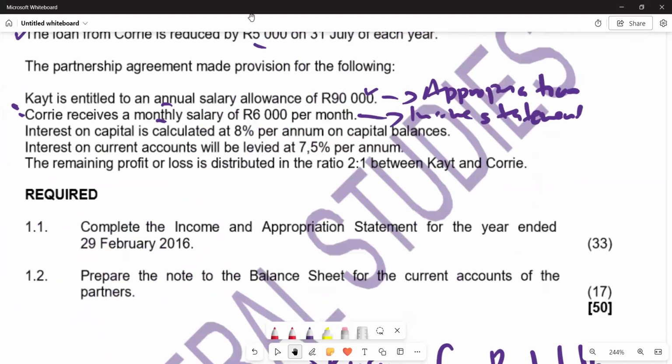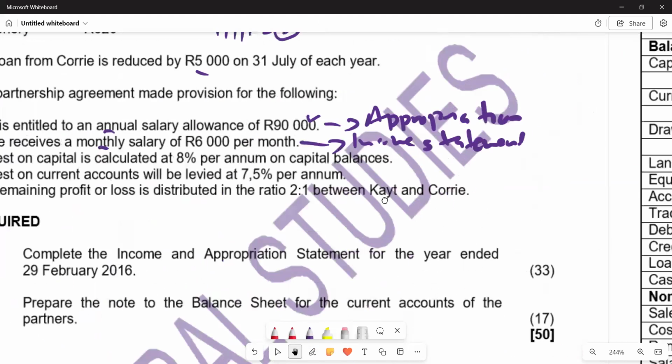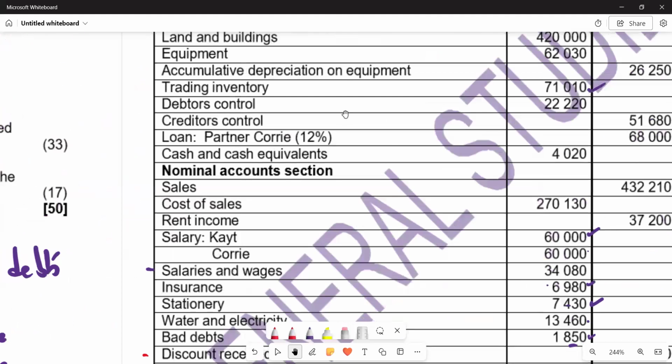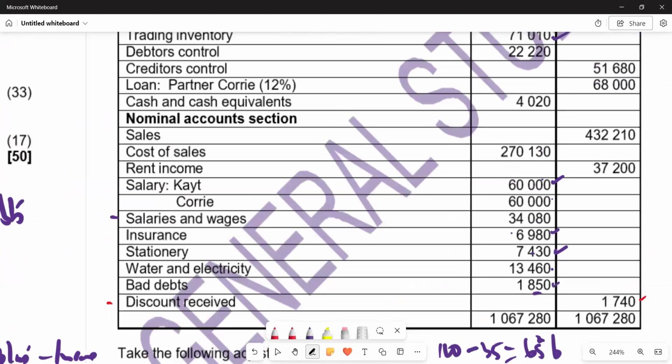Kate is entitled to an annual salary of 90,000. It means out of the 90,000 annual salary of Kate, that is supposed to be adjusted in the appropriation, 60,000 was paid. So this figure that we are given here is just showing us that we paid 60,000, but we are supposed to pay 90,000 for the period. And the figure that we are concerned with is the figure that belongs to that period, which is 90,000. So that's why we skipped this one.